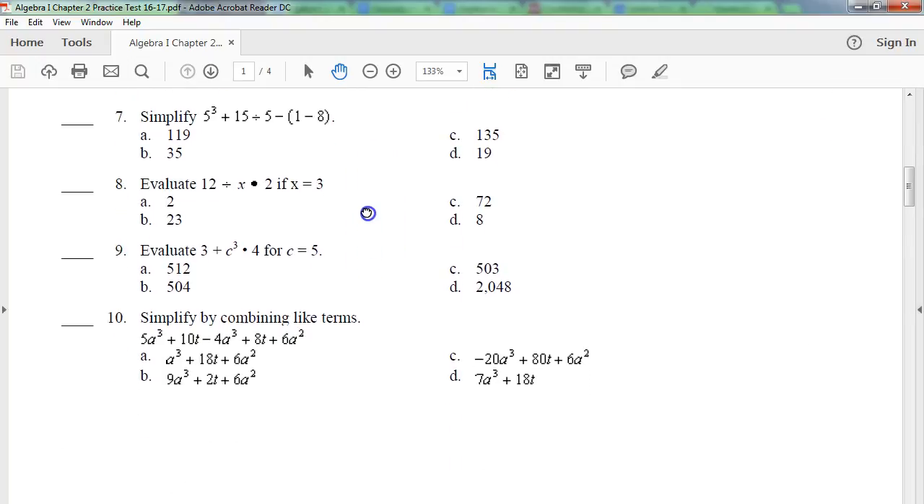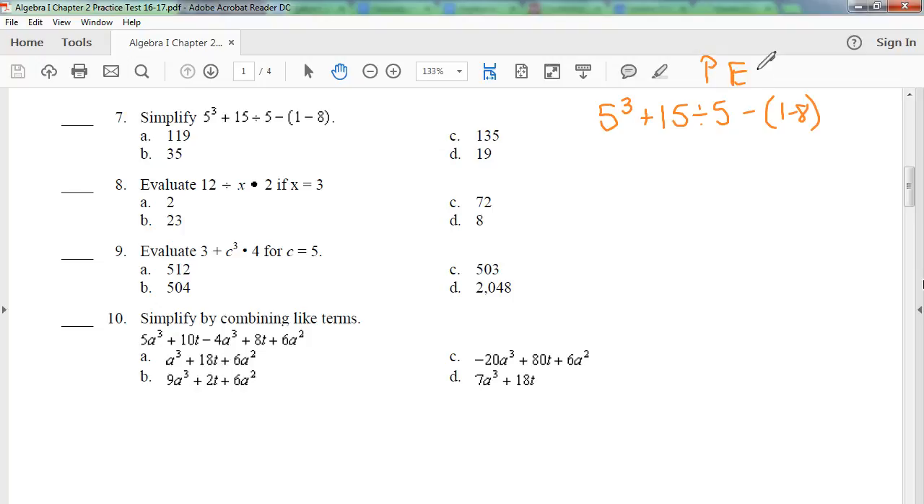Number 7, simplify this expression. This is an order of operations problem. So we have 5 cubed plus 15 divided by 5 minus 1 minus 8 in parentheses. So order of operations tells us that we need to work inside parentheses first. So our first thing to do would be this 1 minus 8, which is -7.